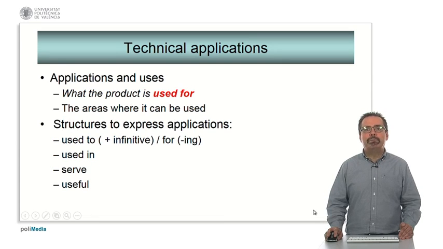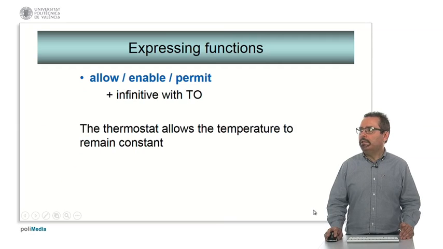The other concept which is important to know is technical applications. What are technical applications in English? The applications and uses. It's what the product is used for. And also it can include the areas where it can be used, the type of engineering, for example, etc. And the structures to express applications are normally variations of the word use, the verb, or used to, used in, also another verb such as serve, or adjectives such as useful.